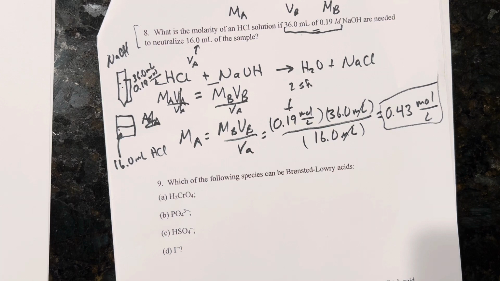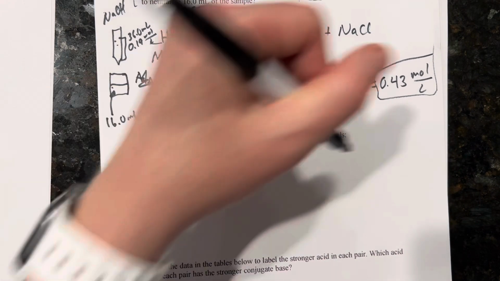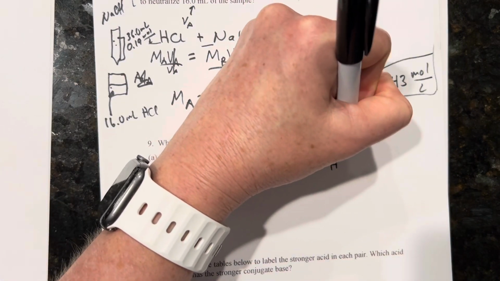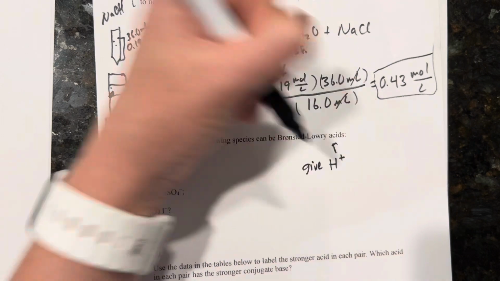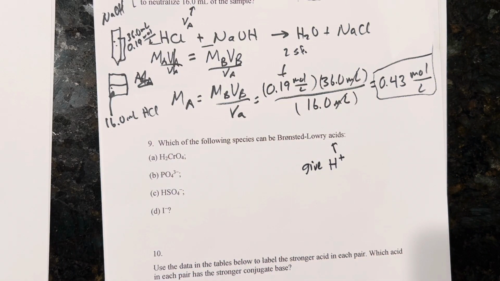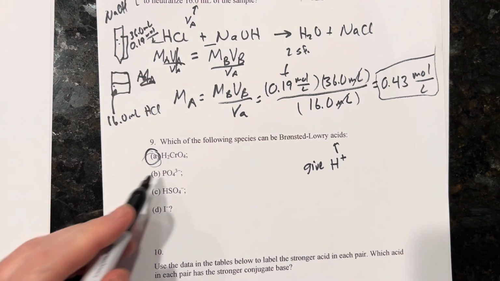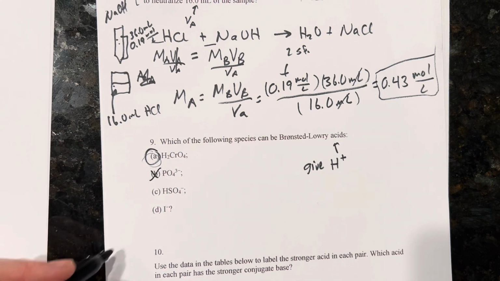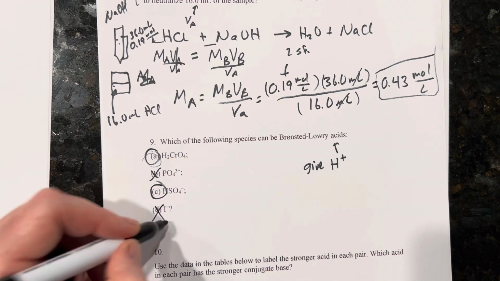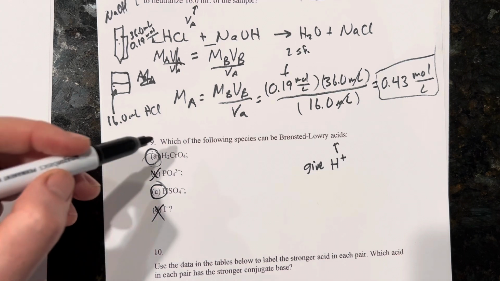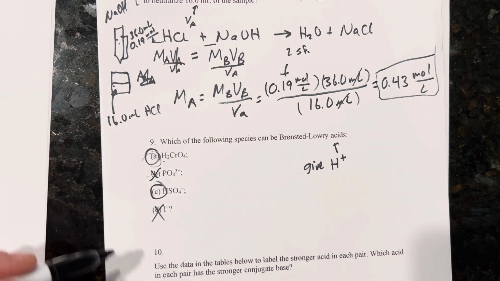Which of the following species can be Brønsted-Lowry acids? Remember, they give H plus. A Brønsted-Lowry acid gives H plus. So if it's got an H plus to give, it's got to be a Brønsted-Lowry acid. This one does. This one does not. This one does. This one does not. Okay, this one had an H, that one had an H, that didn't have an H, that didn't have an H.